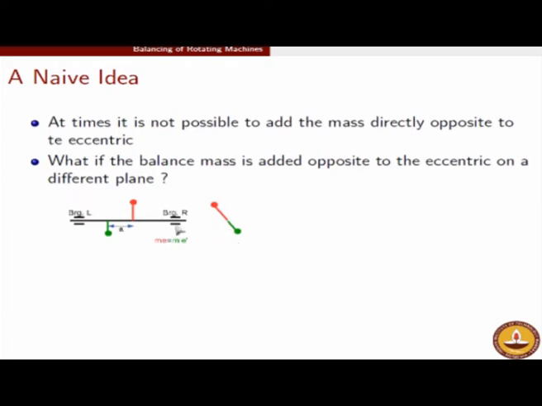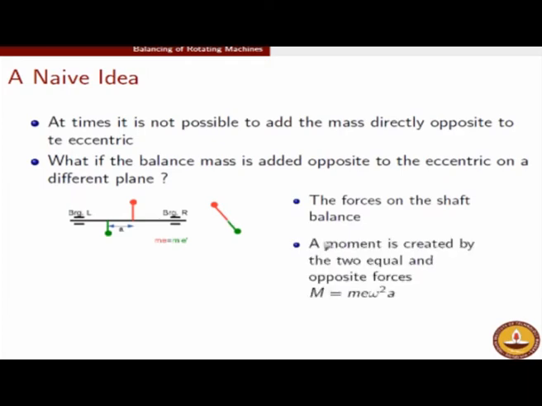So the centrifugal forces, since you have obeyed the rule me equals m prime e prime, the total centrifugal force even in this case is perfectly balanced. So therefore, the forces on the shaft are perfectly balanced. There is no reason to think that the shaft is not balanced in terms of the forces. But there is a problem.